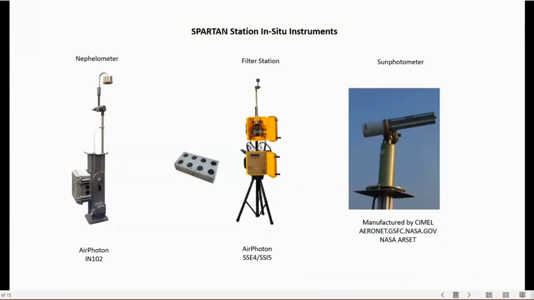So at every SPARTAN station, they are making the following in situ measurements. They're using nephelometers. That's the real-time optical measurement that we'll be talking about in this presentation. And they are using filter stations. Both of these instruments are provided to the SPARTAN network by AirPhoton, and the filter station provides them with the highly accurate gravimetric measurements. Also, at every SPARTAN station is a sun photometer, which is manufactured by CIMEL. This gives a full column measurement of the aerosol optical depth, another optical measurement.